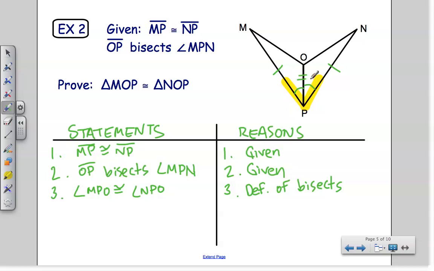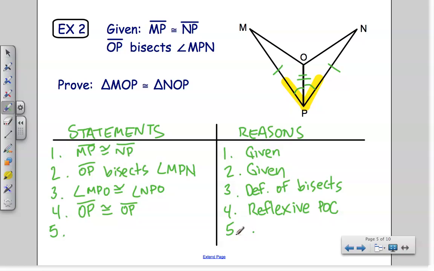I know that anything is congruent to itself. I'm putting 2 tick marks there. I do have to state that line segment OP is congruent to itself. It's a side in both triangles. Anything is congruent to itself by reflexive property. Here's property of congruence.